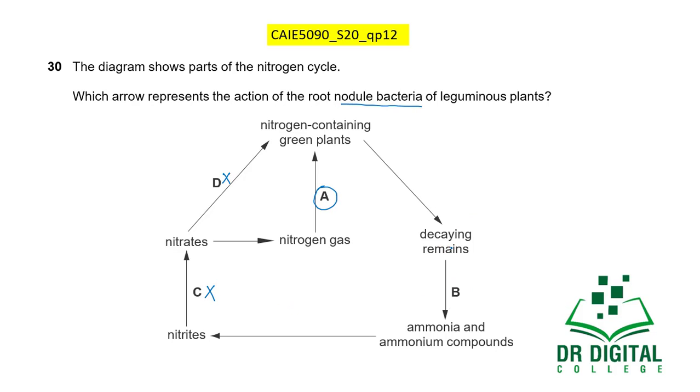What is the B? Decaying remains are converted into ammonia and ammonium compounds. This is putrefaction, decomposition or ammonification process. This is once again the job of decomposer bacteria but not the job of bacteria in root nodules. So option B is also wrong. So answer for this question is A.